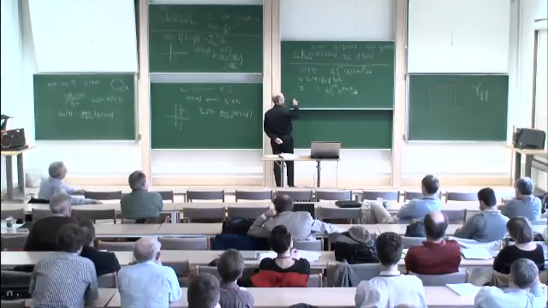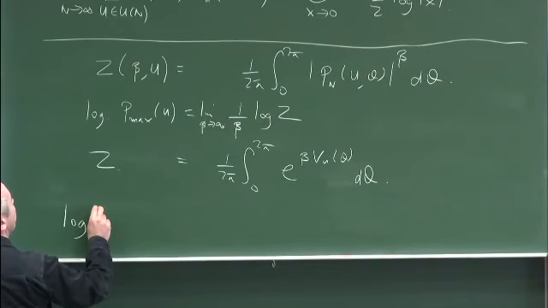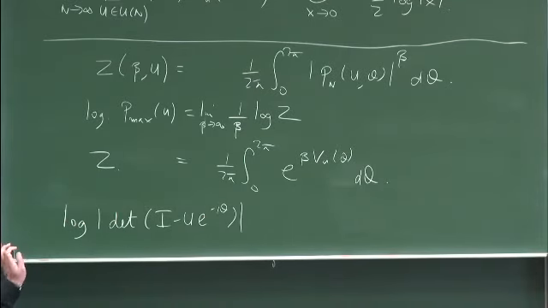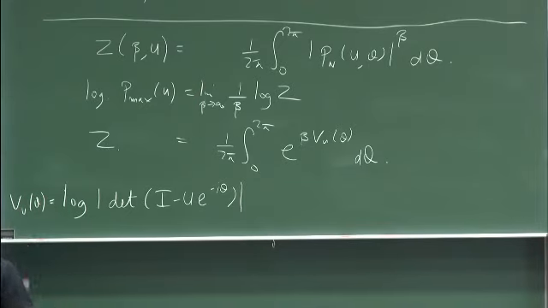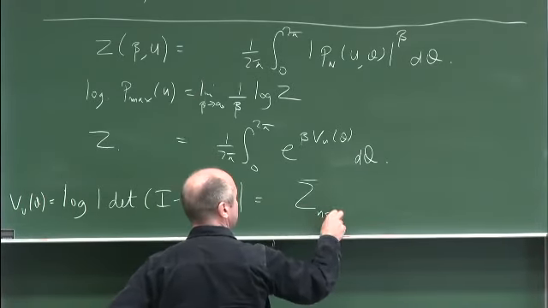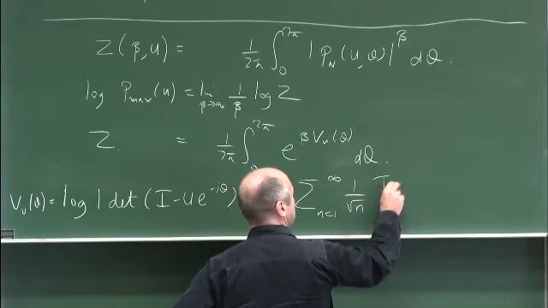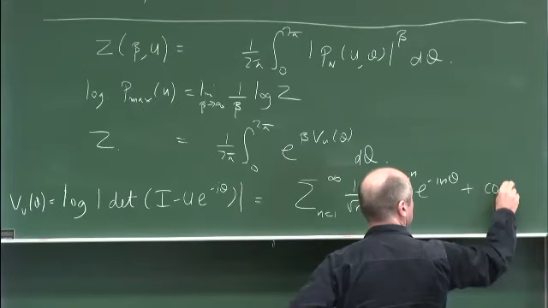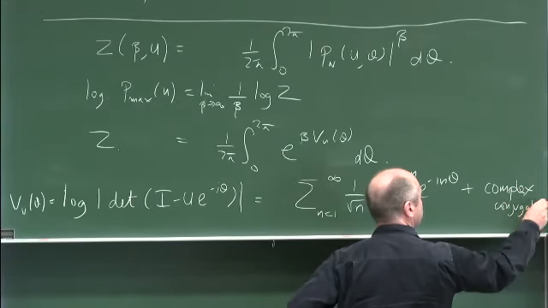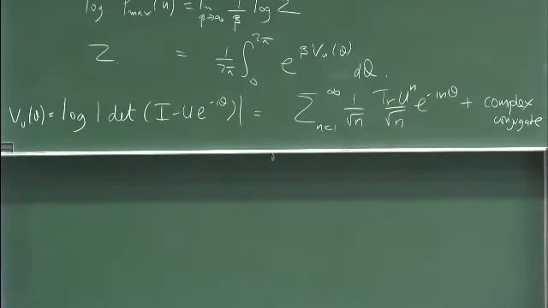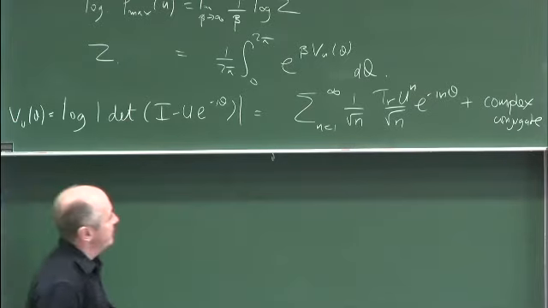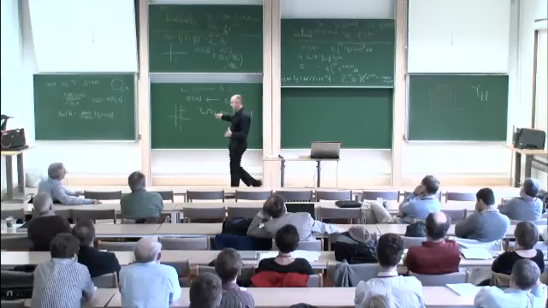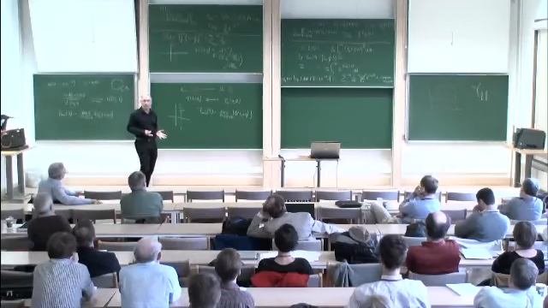Well, vu of theta, defined above, is the log of the mod of the determinant of I minus u e to the minus i theta, which you can expand as a Fourier series with coefficients. So it has a Fourier series expansion for this potential in the random matrix case. And it's then a theorem of Diaconis and Shahshahani that these quantities, trace u to the n over square root n, in the limit of large matrix size, satisfy a central limit theorem. They're like random variables with a normal distribution.